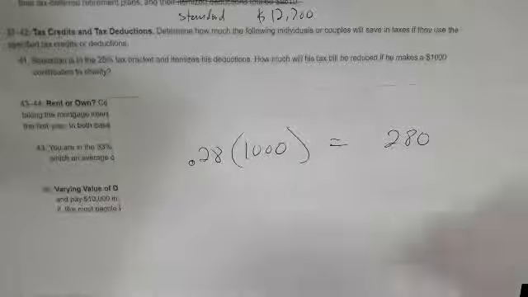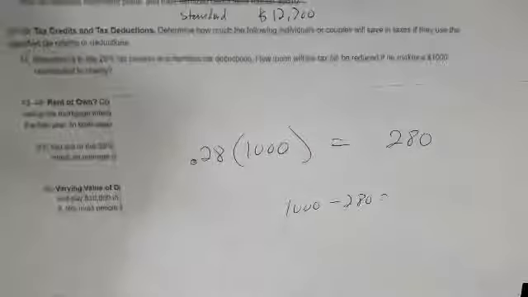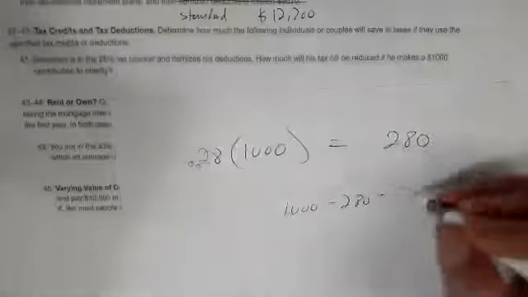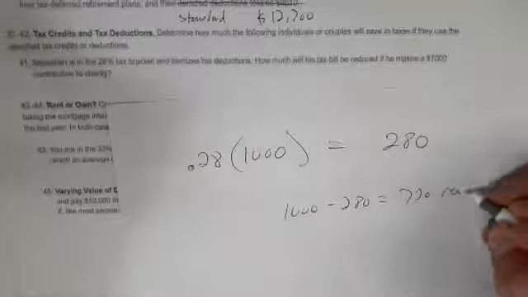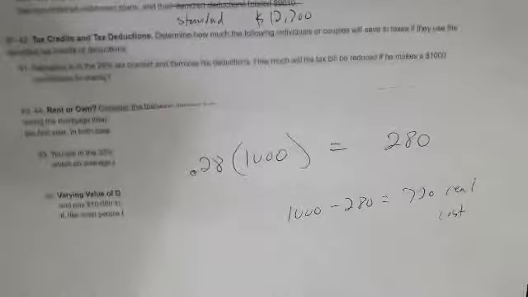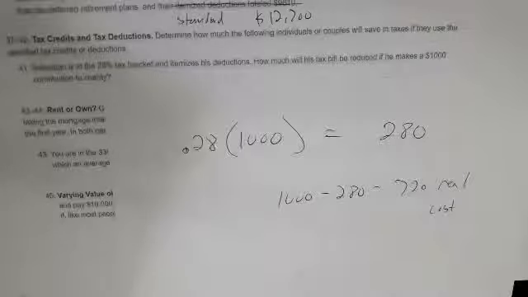And so sometimes they made us find like the real cost or something like that. So if we wanted to find the real cost of a $1,000 donation for this guy, we could also do that, right? So I don't think that's what they're asking, but this would be like the real cost. It's like, well, he paid 1,000 in charity, but he actually got 280 back from it. So the real cost for him would be like 720.